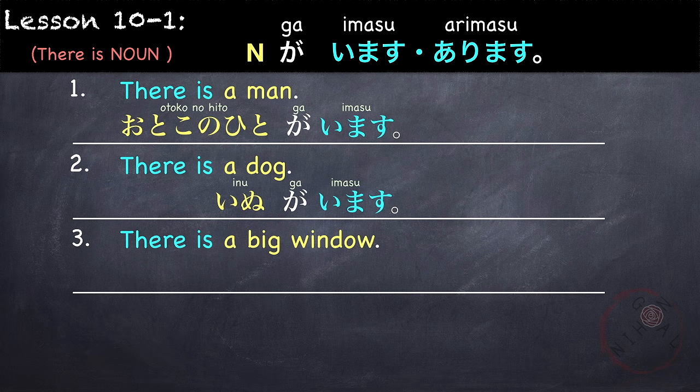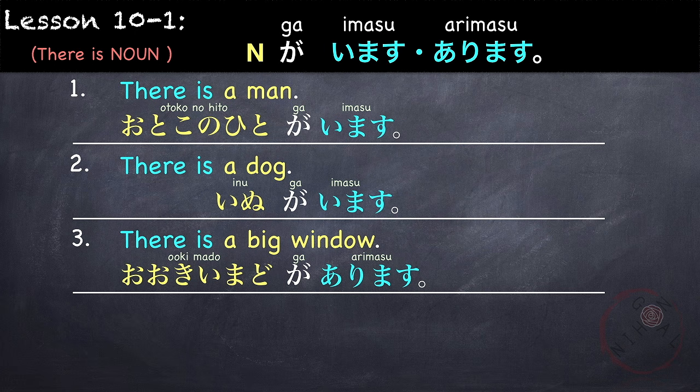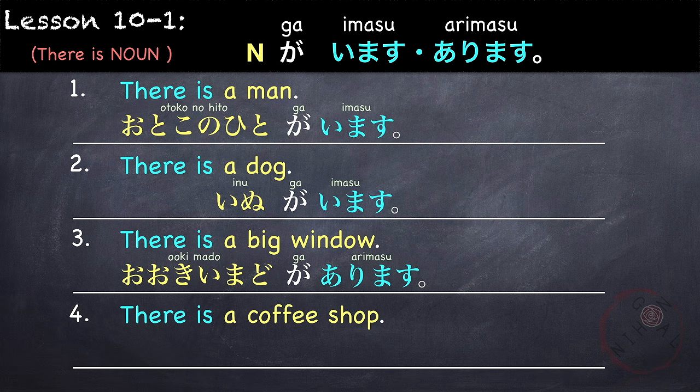Now for objects, for example, there is a big window. Using an adjective and an object, we say big, which is oki. Window is mado. Oki mado ga arimasu. Another example, there is a coffee shop. Coffee shop is kissaten. Kissaten ga arimasu.